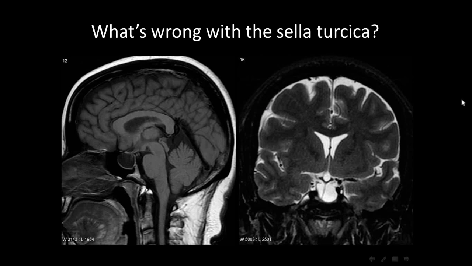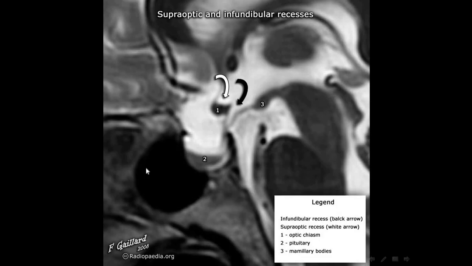So now we know the normal structure of the pituitary gland and the surrounding structures, right? What do you see in this image? What's wrong with the sella turcica? Do you see any abnormality? Okay, I go back to the normal.